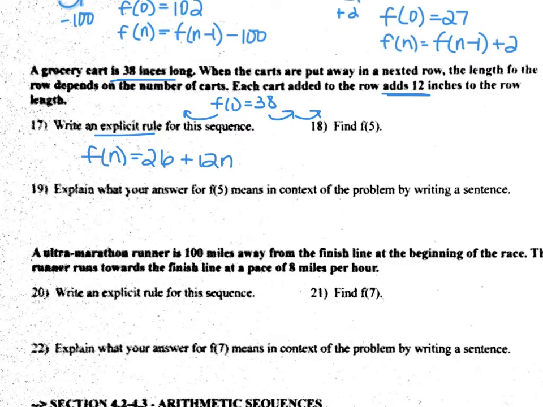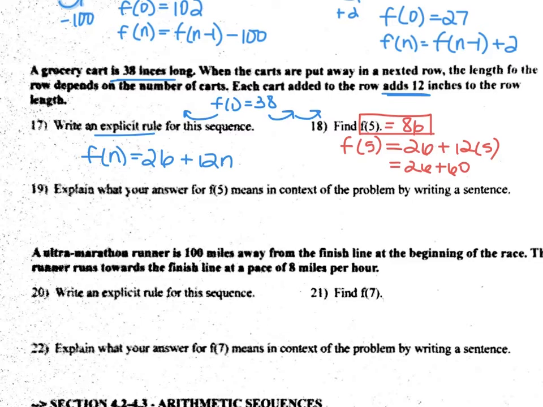All right, to find f of 5, you all know how to do that. We're just going to plug in f of 5 equals 26 plus 12 times 5. All right, that's 26 plus 60. So we can say f of 5 equals, what is that, 86? So make sure you write it with that notation.